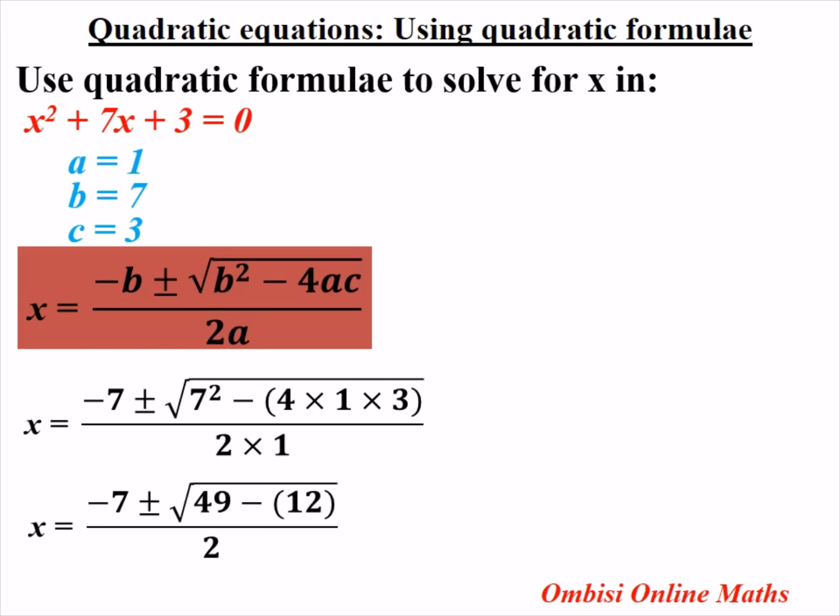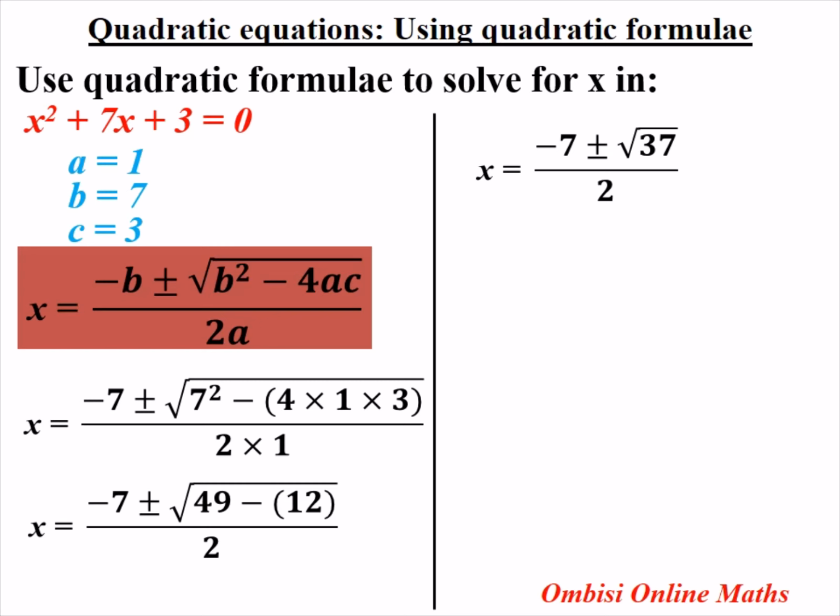You'll end up with negative 7 plus or minus the square root of 49 minus 12, over 2. Now 49 minus 12 is 37. So this gives us x equals negative 7 plus or minus the square root of 37, over 2. Now the square root of 37 is 6.083. So it means that x equals negative 7 plus or minus 6.083, over 2. So x has two values.